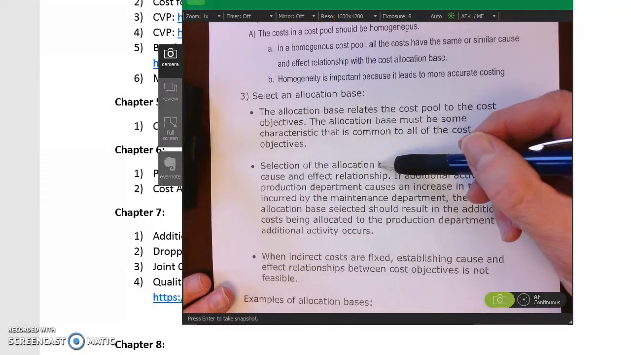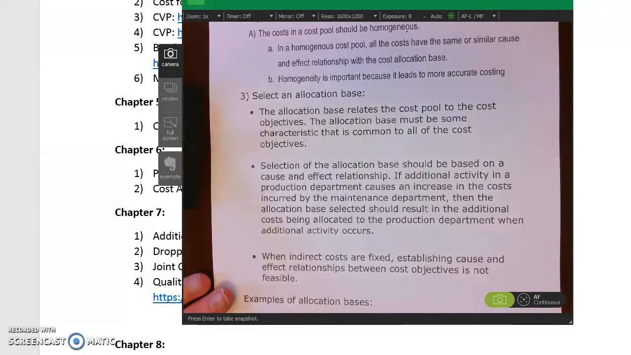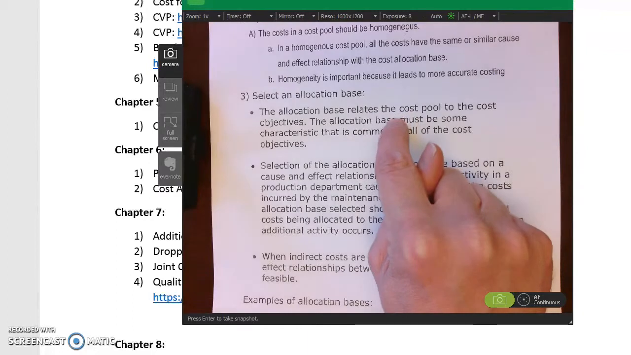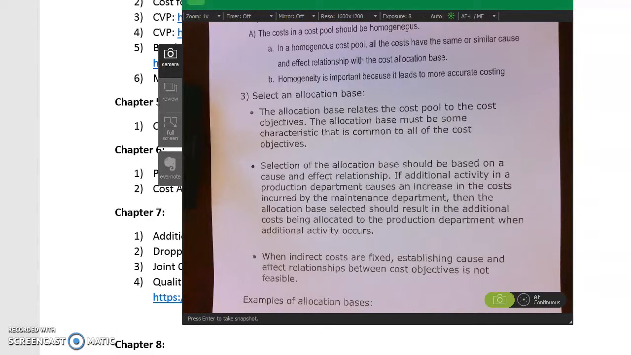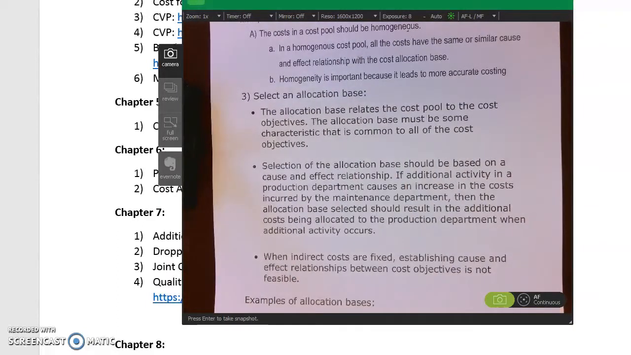So the other thing is that the selection of the allocation base should be based on a cause and effect relationship. That's why I think number of pieces of art could be a good allocation base for the art department. Or take another example. We could say help desk tickets for IT help desk. The more help desk tickets this IT help desk has to deal with, the higher their costs. Okay? And everybody that they're going to service gets a help desk ticket. Okay? Everybody that they help is going to get a help desk ticket, so that's going to be common to all the cost objectives.